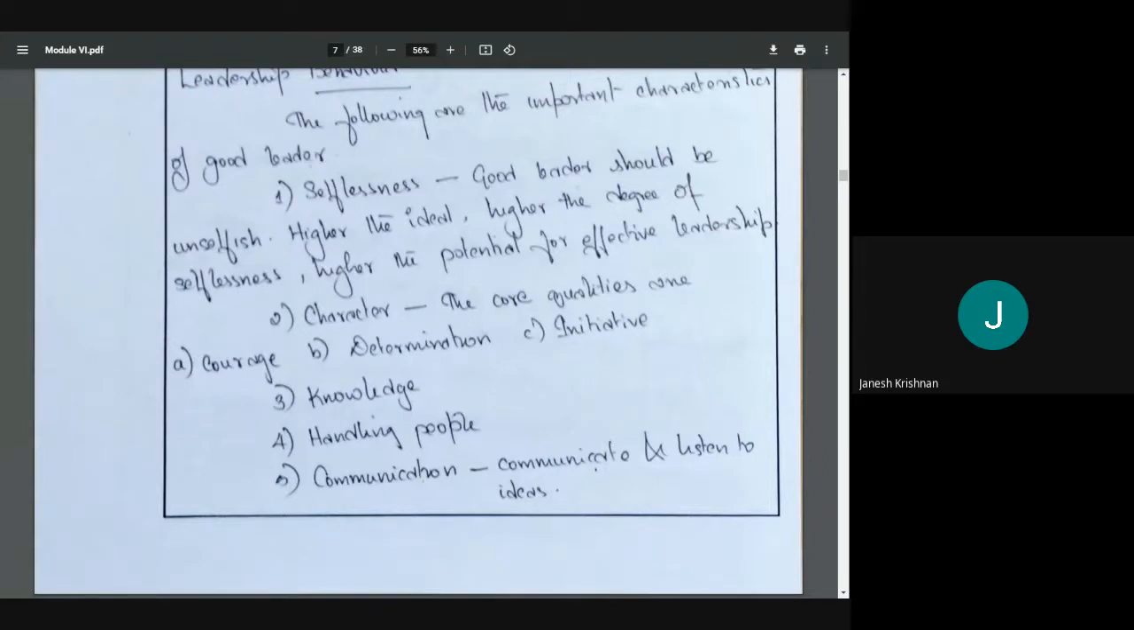You can also have honesty and integrity. You should be honest. You should have integrity. You should have good ambition. You should have the drive. You can add to these, right? You should have self confidence. But the courage, determination, and initiative come under that. You can add that also. You can look at the marks and write accordingly.